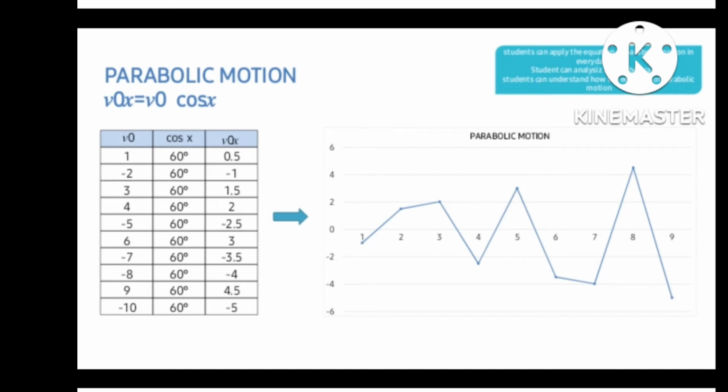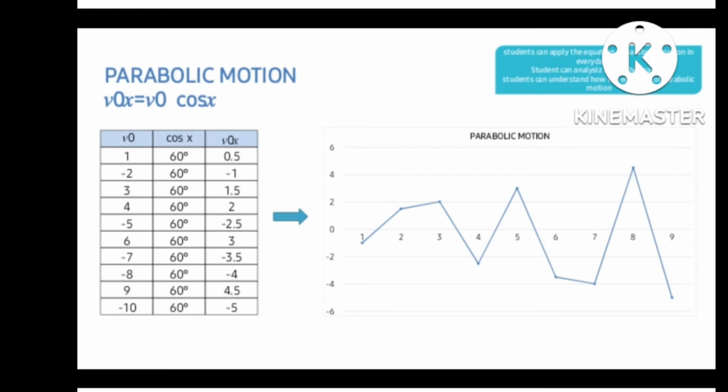For the second value, the initial velocity is minus 2 and cos x is 60 degrees. So the parabolic motion is minus 1. For the third value, the initial velocity is 3 and cos x is 60 degrees. Then the value of parabolic motion is 1.5. Next, the initial velocity is 4, cos x is 60 degrees. Then the value of parabolic motion is 2.